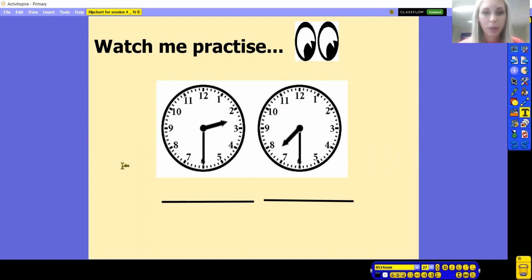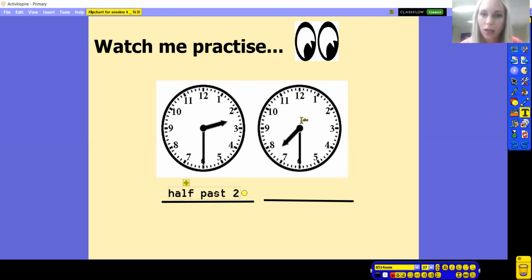So watch me practice. Here I can have a look, always looking at my minute hand first. It is pointing to 6, so it's halfway around the clock. So it's half past. Now I need to have a look at my hour hand to see which number it's gone past. And I can see it's gone past 2. It's not 3:30 because the hour hand hasn't gone past 3 yet, only just gone past 2. Okay, we'd call that half past 2.